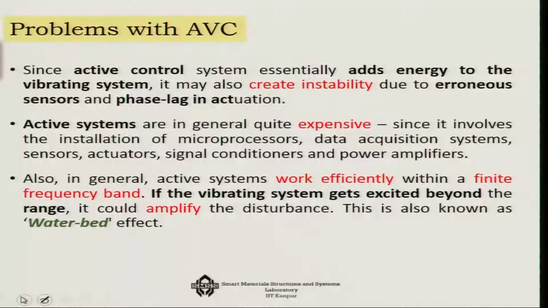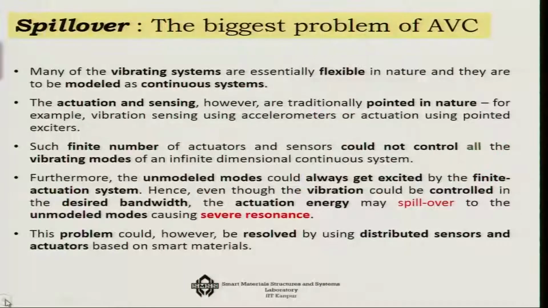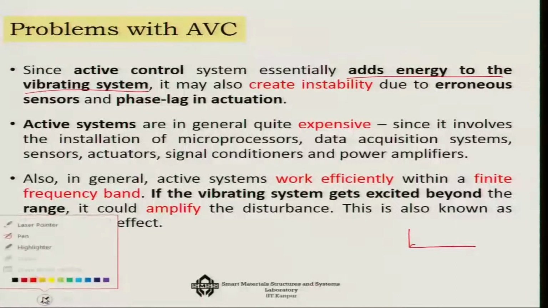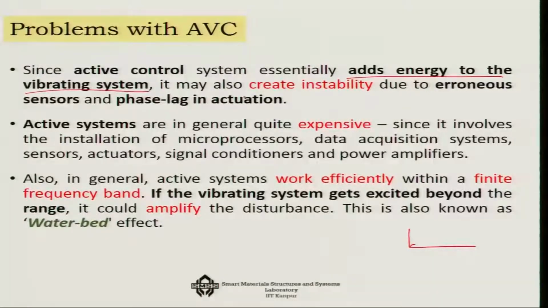Now, what are the problems with this active vibration control system? Since an active control system essentially adds energy to the vibrating system, as we have seen. Now, what is the disadvantage of this active vibration control? Well, active vibration control has certain basic problems. For example, it adds energy to the vibrating system. So, it may also create instability because it is adding energy to the system.